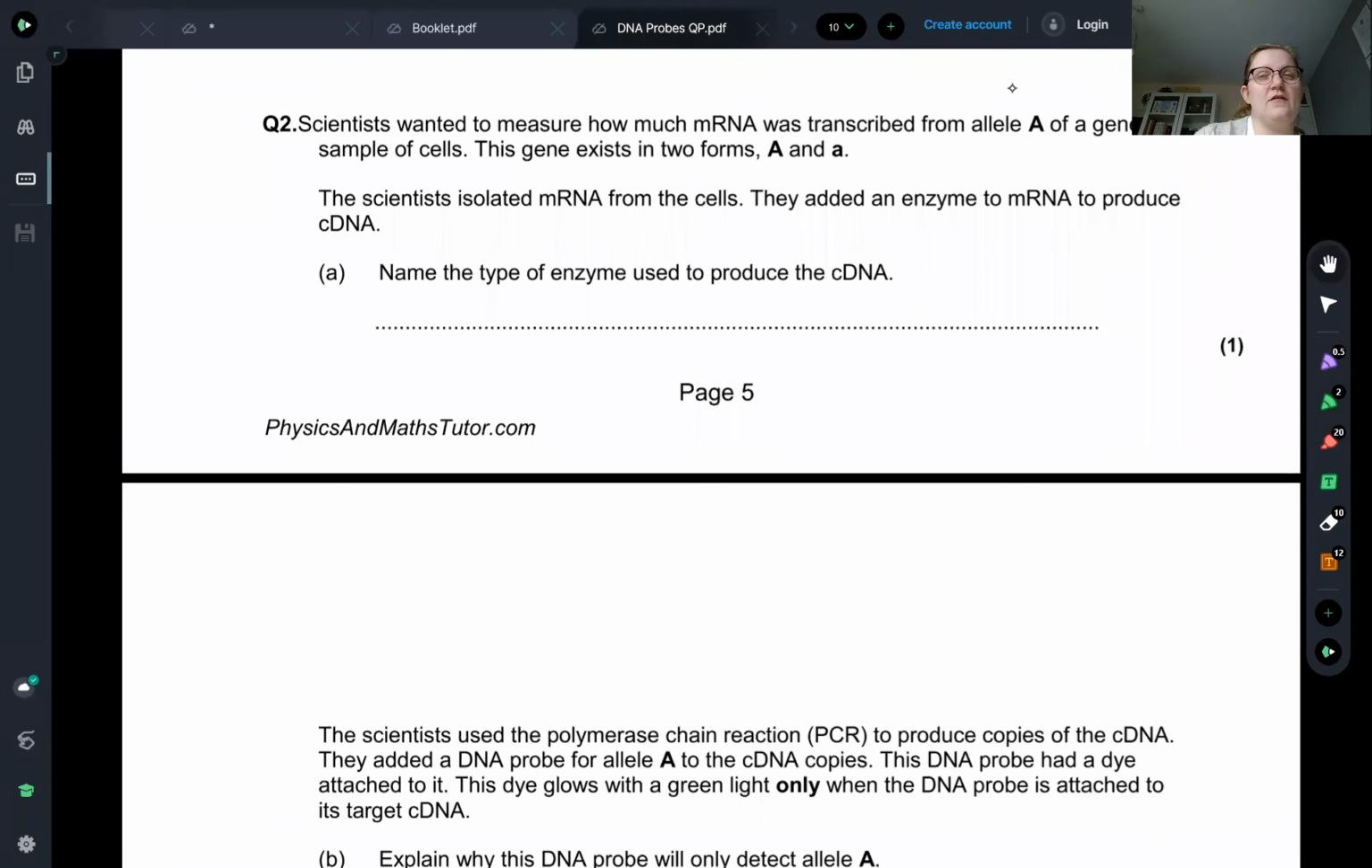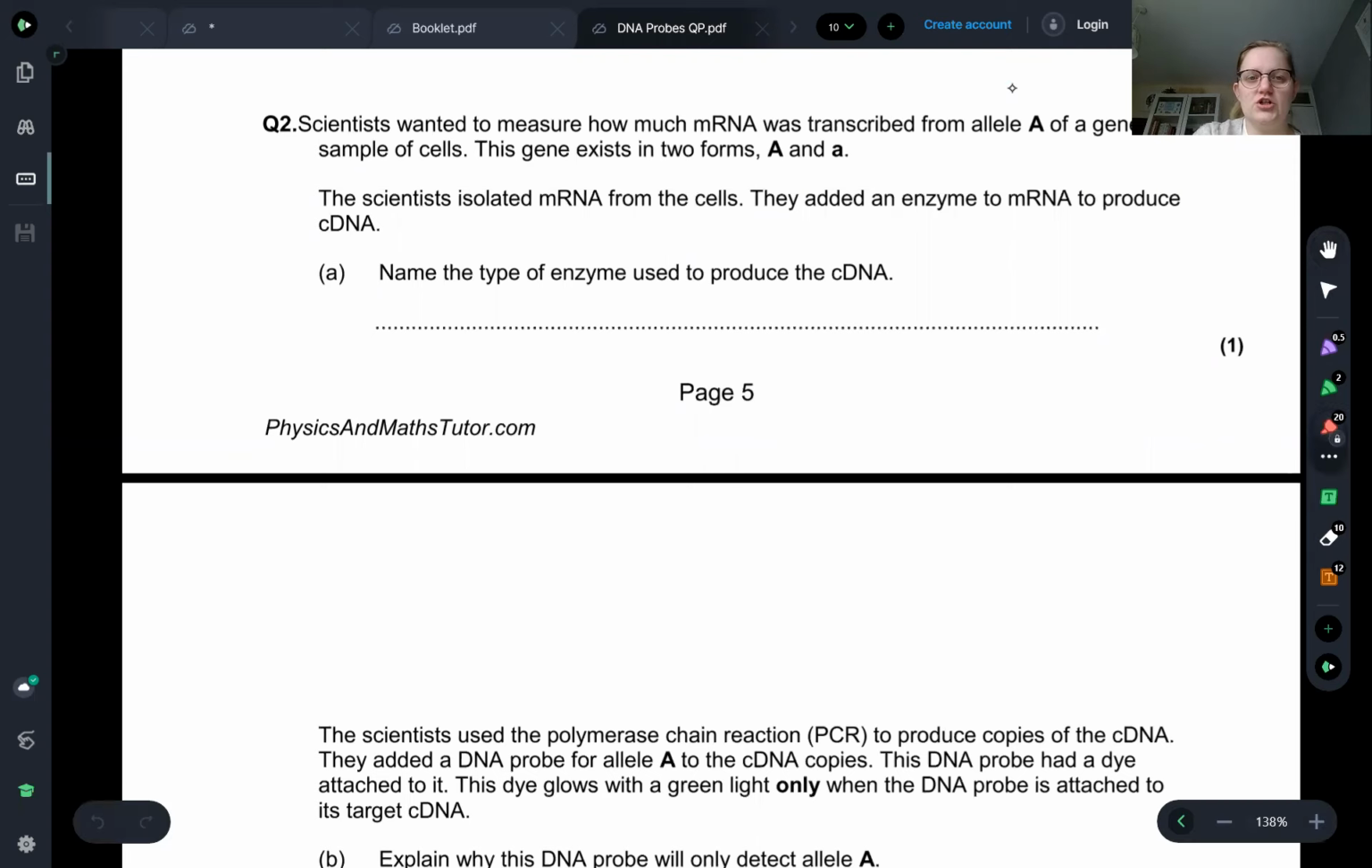What we're going to do now is look at some exam questions, have a talk through them, pick out the key points that we would look at in the question, and then go through some model answers. So this first question is talking about scientists who wanted to measure how much mRNA was transcribed from allele A of a gene in a sample of cells, and this gene exists in 2 forms, A and a.